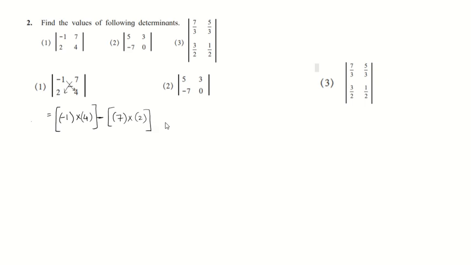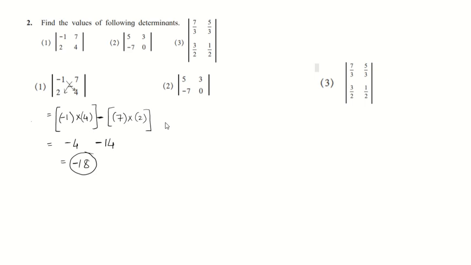Removing the brackets after solving: minus 1 into 4, minus into plus is minus, 4 into 1 is 4. This is minus 4. This minus sign will come as it is here in between. 7 into 2 is 14. So this minus into minus is plus. 14 plus 4, 18. Sign of the bigger number. Answer is minus 18.